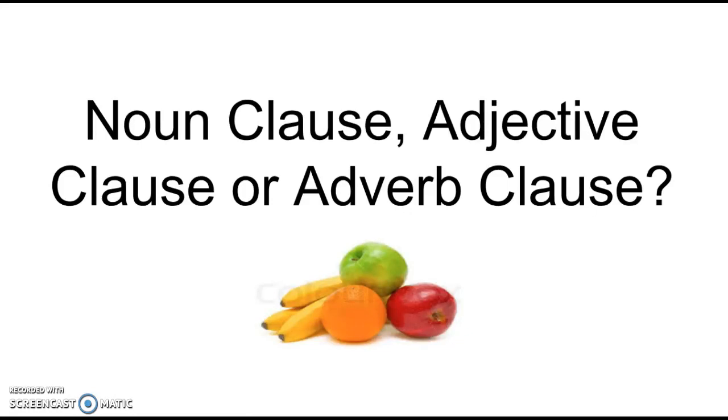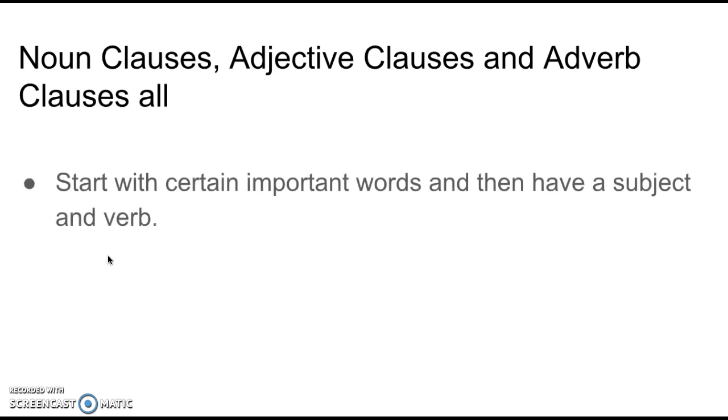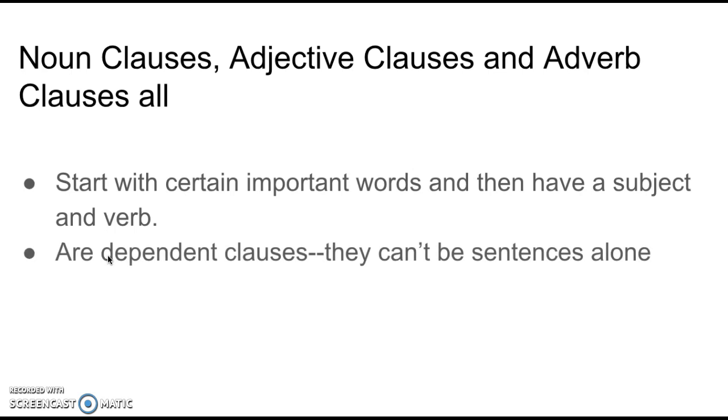Now that you've studied noun clauses, adjective clauses, and adverb clauses, it is time to distinguish between the three types. Noun clauses, adjective clauses, and adverb clauses all have some things in common. They all start with certain important words, and they all have a subject and a verb that comes after that important word. All three are dependent clauses, so you know that means they can't be sentences alone. And all three of these make complex sentences in combination with an independent clause.